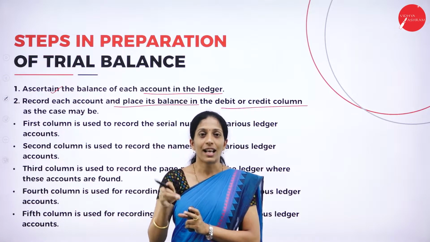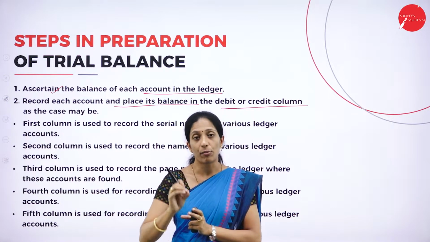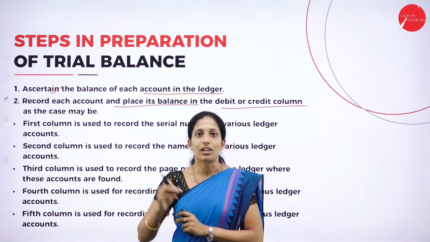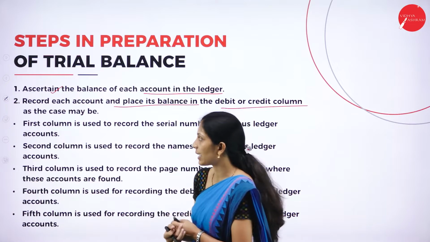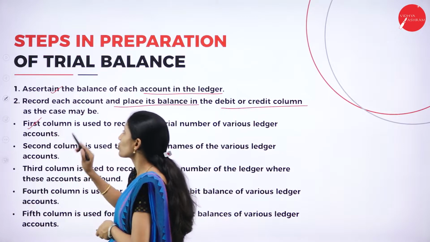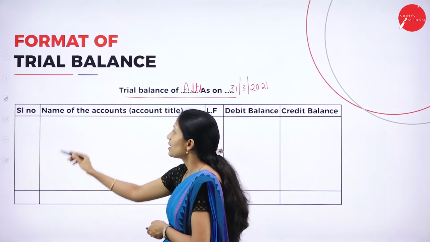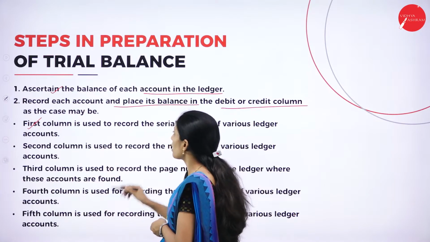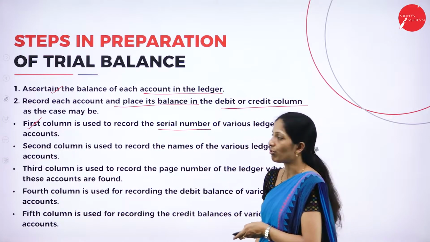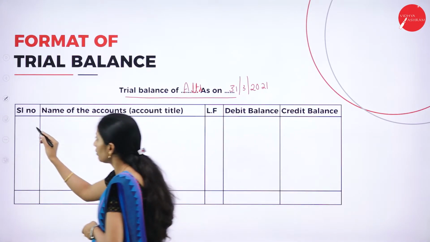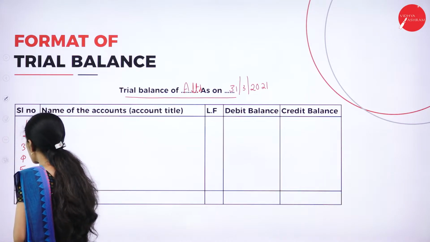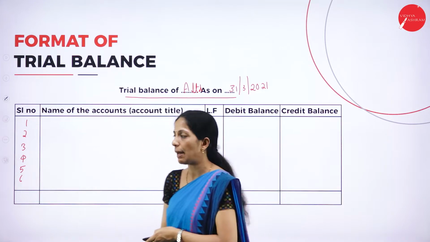If an account has to be debited, then we have to write the amount on the debit side. If the account has to be credited, then we have to record the amount on the credit side. Here it includes the following steps. The first column is the serial number. The first column is used to record the serial number of the various ledger accounts, where you write it as 1, 2, 3, 4, 5, 6. Like that you will write the serial number.